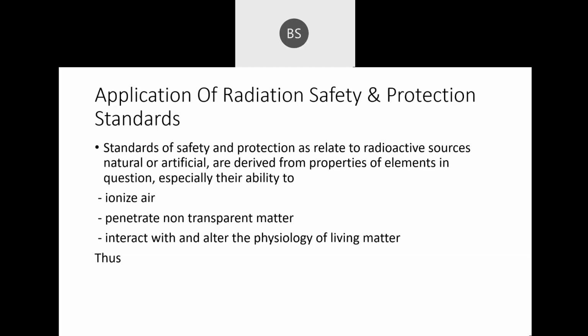This is one property that has been found to be associated with nuclear elements, whether they are natural or they are artificial. They ionize air. They are found to penetrate non-transparent matter, and the phenomenon is also found to interact with and alter the physiology of living matter. If you look at this, you realize that this is where the aspect of radiation protection comes in. It really comes in from the fact that this matter, which is exuding this phenomenon of radioactivity, is able to ionize air. It is also able to penetrate non-transparent matter, and in the process, it is able to interact with and alter the physiology of living matter.